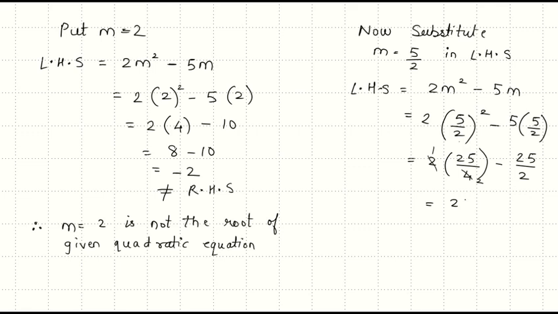Is equal to 25 upon 2 minus 25 upon 2. This is plus and this is minus. This will get cancelled, both will get cancelled, and we will get a 0, which is equal to RHS. Therefore, m is equal to 5 upon 2 is the root of the given quadratic equation.